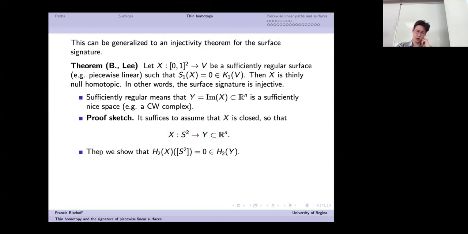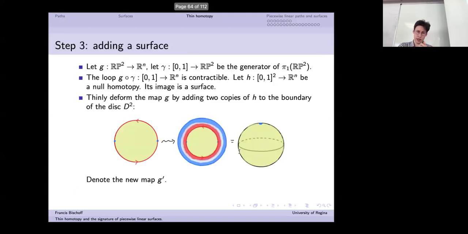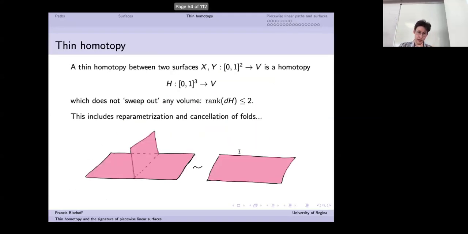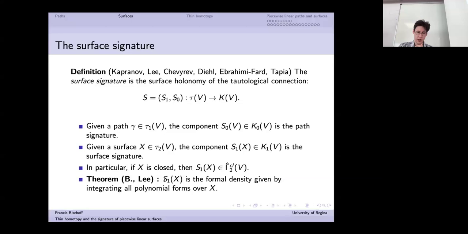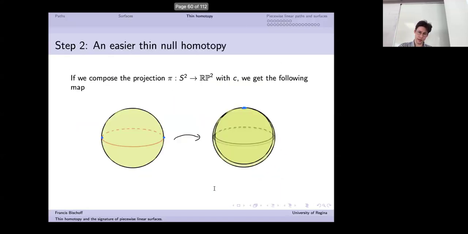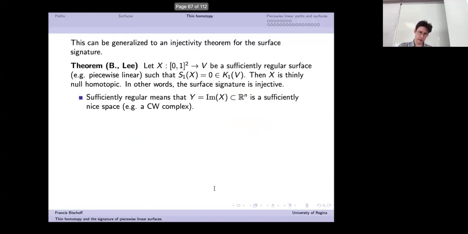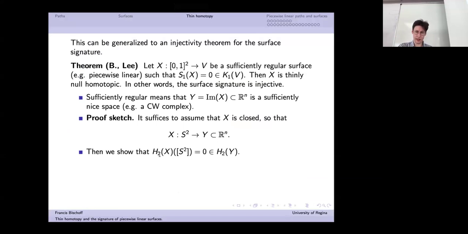Now, we can show that the image in H2, if you apply H2 to this sphere, is going to be 0 in the homology of Y. And why is this true? It's because of this other result that I mentioned, that the signature of a closed surface just calculates integrals of all two-forms. Because of that, you immediately get that this is true.